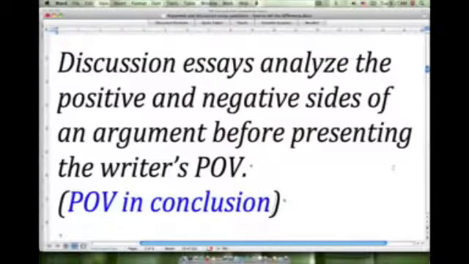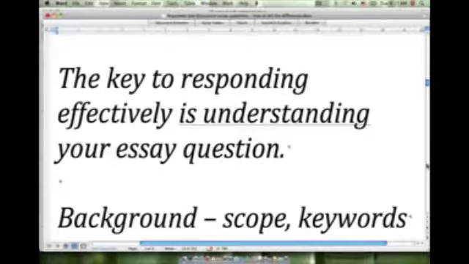So the key to responding to our essay question correctly is understanding what the essay question is asking us to do. All too often students see a discussion essay question and they respond in an argument essay style, or they see an argument essay question that maybe uses a word that makes them think it's a discussion essay question, and this leads to problems. This means that they didn't fully understand their essay question. So the key to responding effectively is understanding your essay question.